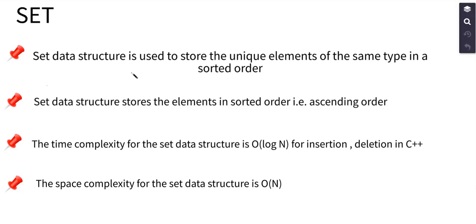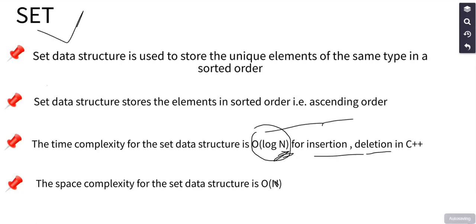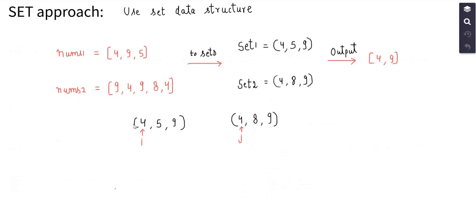And the complexity for this data structure is logarithmic. Here n is the number of elements in the set, and log n is the time complexity for insertion and deletion. Okay, and the space complexity is big O of n. So let's see how we can use this set data structure.